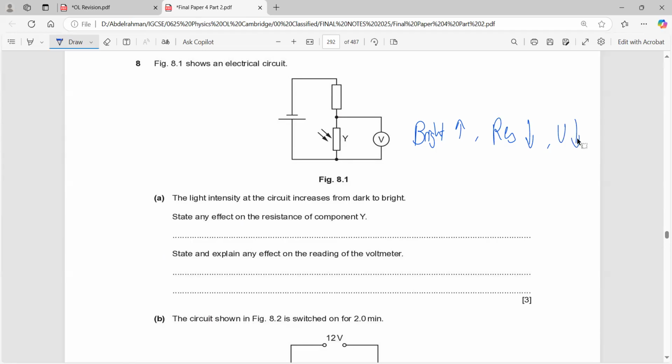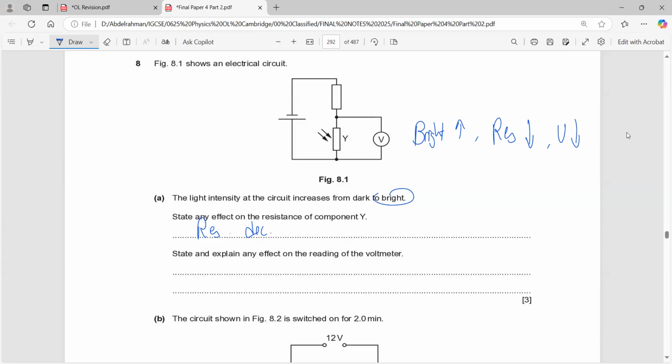He's saying that the light intensity increases, so it's now becoming brighter. As the brightness increases, what happens to the resistance? It decreases. What happens to the voltage? It also decreases. So state the effect on the resistance of component Y. Resistance decreases.